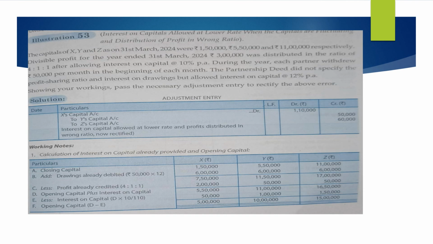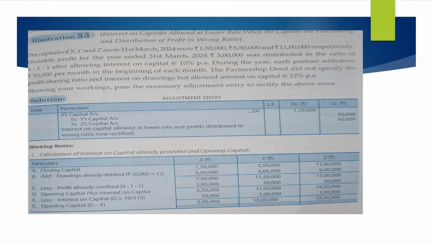During the year, each partner withdrew rupees 50,000 per month. So 50,000 per month into 12 gives you 6 lakhs per year for each of the 3 partners. The partnership deed did not specify the profit sharing ratio and the interest on drawings, but allowed interest on capital at 12% per annum. Now for this we are supposed to do an adjustment rectification entry, as the firm calculated profit in the 4:1:1 ratio, and interest on capital at 10%.